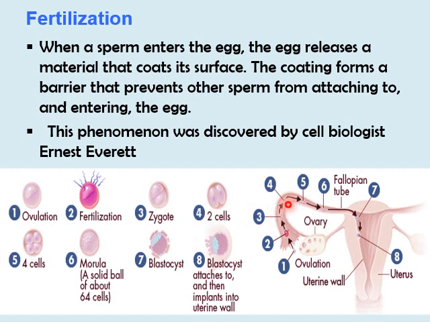Then it divides mitotically to produce two cells. Then two cells will become four, four will become 16, 16, 32. Then finally it will form a 64 cell ball known as morula, containing 64 cells. Then it develops into another ball of cells called blastocyst. Then the blastocyst enters the uterus and attaches to the uterus wall, which we call implantation.